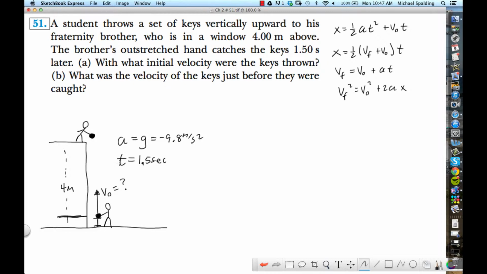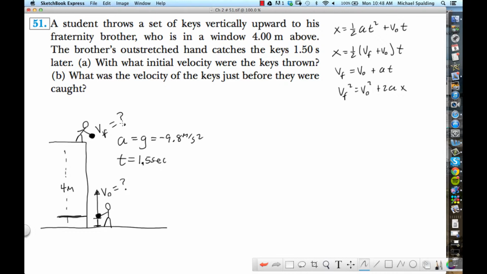Now, do we know V final up here when the keys are caught? No, we don't. A very common answer would be, the velocity final is 0 because the guy catches them and the keys stop. Is that what we mean by V final, once they're in the dude's hand? No. What do we mean by V final up here? Right before the keys go into his hand, the split second before. So we don't know what that velocity is. That's a question mark. Let me make a better question mark. Here's my best question mark. There. We don't know what that V final is.